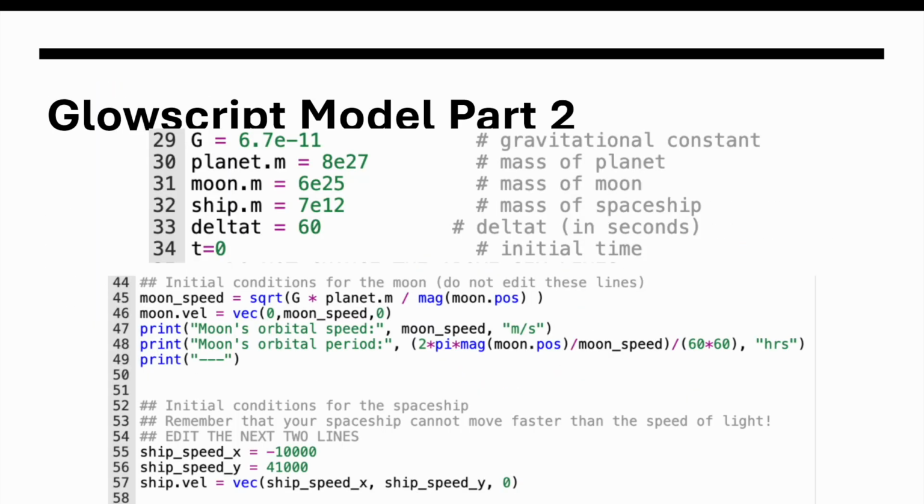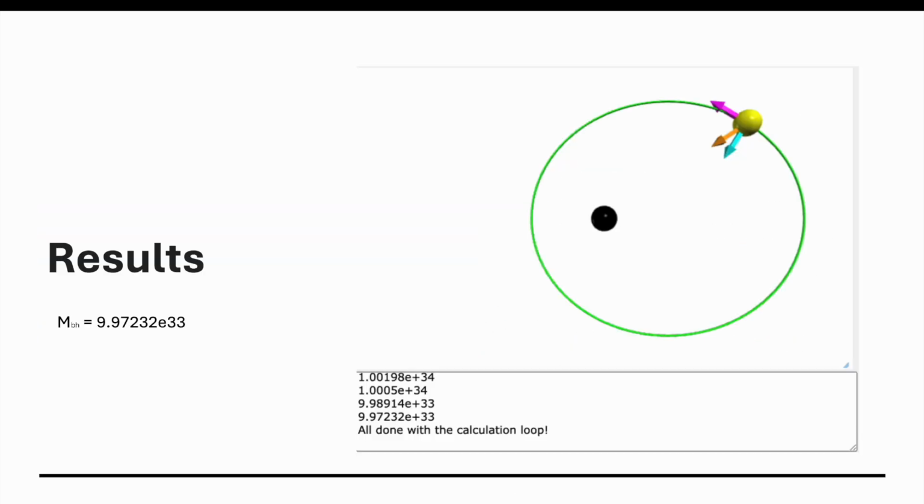In conclusion, this lab connects theoretical physics with computational modeling. I found the mass of the black hole to be roughly 9.97e33 kilograms. And I successfully simulated an orbit influenced by both the planet and its moon. Through this process, I was able to clearly see how Newton's laws explain orbital motion and how multiple gravitational forces interact in a dynamic system.